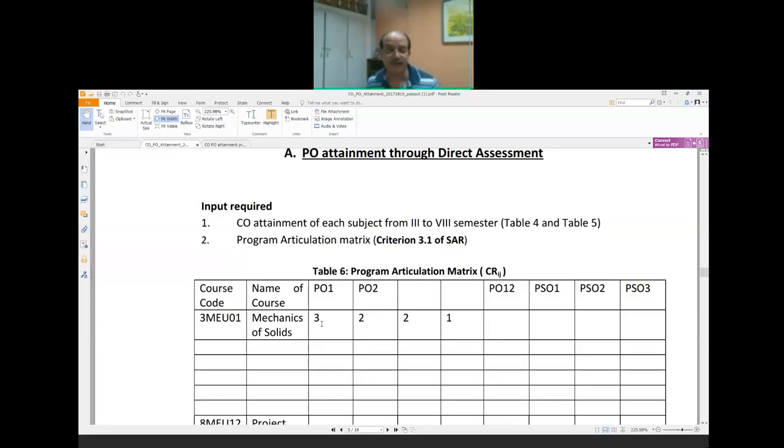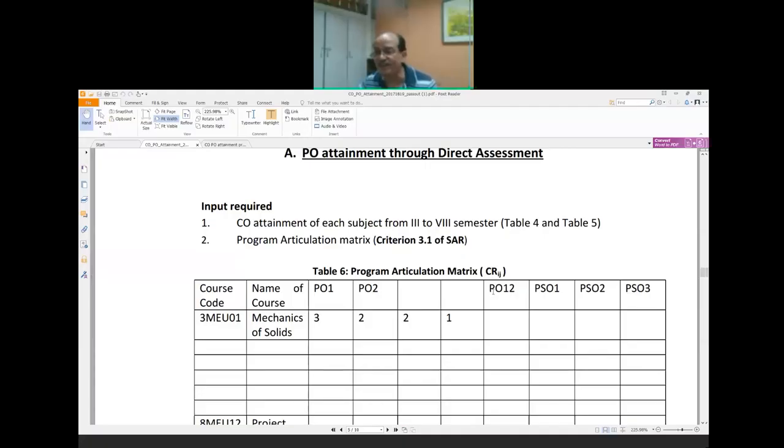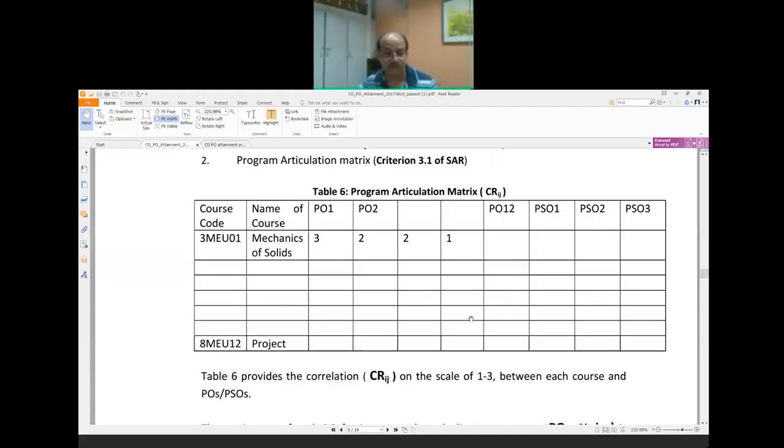I take this example of solids. If I look at mechanics of solids, if there is a PO1 which is engineering applications, maybe then it is meeting very high. Maybe PO2, PO3, and PO4, it is meeting at a lower level, and it continues up to all the 12. Maybe due to scarcity of space we have not put all the 12, but this is up to 12, and these are your PSOs.